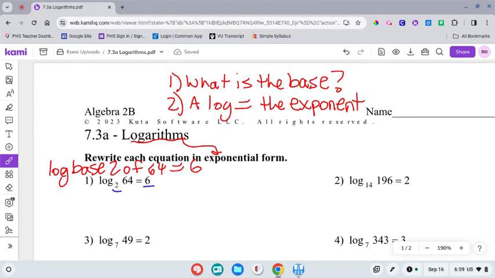These directions say rewrite each equation in exponential form. So what you have is a base 2 with an exponent of 6. 2 to the 6th power equals 64. That's it. That is exponential form.